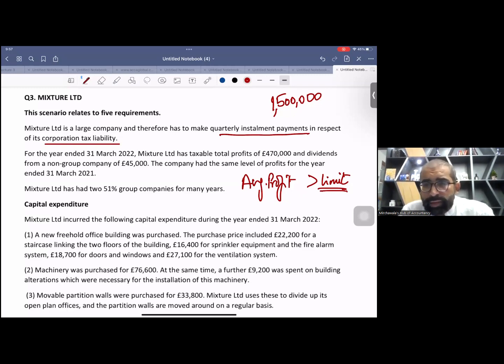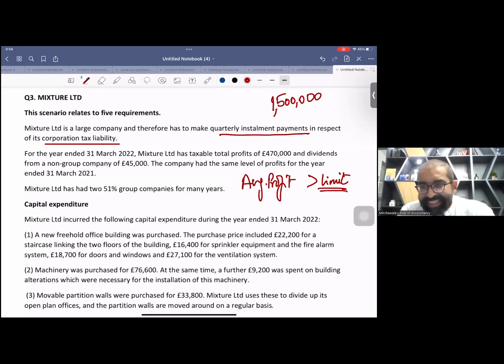Okay. So now, first, the good news is the accounting period is exactly 12 months. Open your eyes. Your accounting period is exactly 12 months. So no need to apportion the limit because of accounting period.